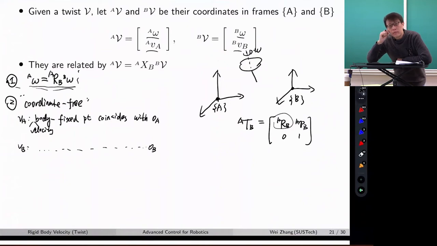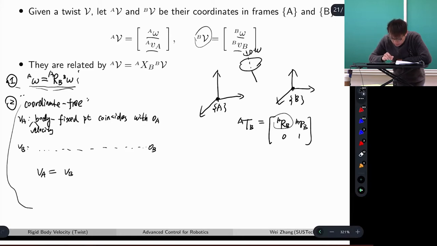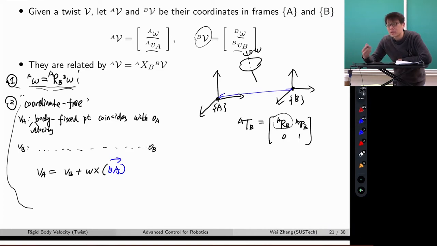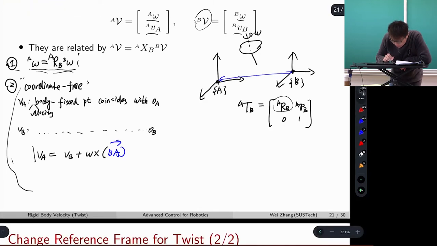V of A is a body fixed point currently coinciding with the location of the origin of the A frame, and I can express this velocity in terms of another twist, let's say in terms of VB. If I use B as a reference to express A, then V of A equals VB plus omega cross the vector from B to A. This is physics, coordinate free. I didn't write any formula yet. Of course, I can write VB in terms of VA as well, but let's pick this one. So that's my coordinate free statement.